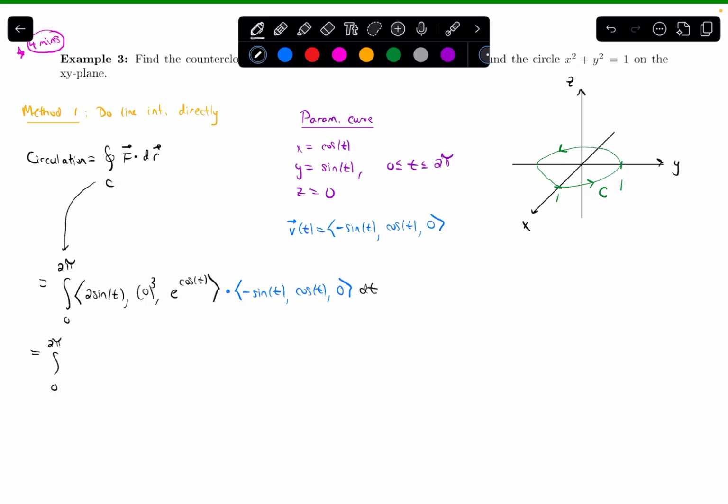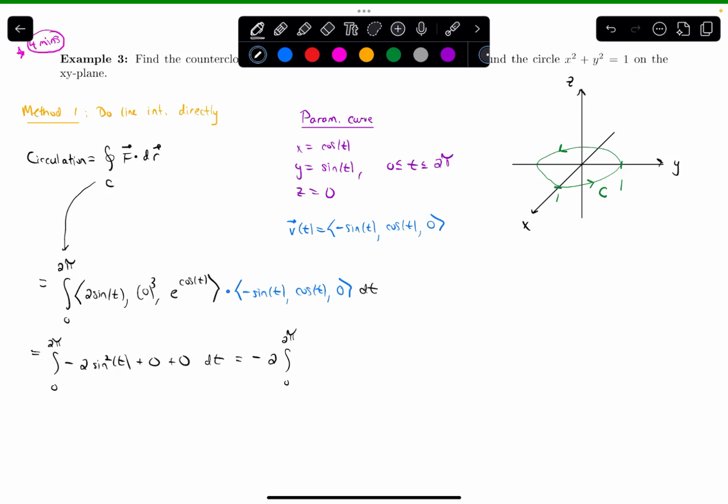And all that's going to be left is the -2 sine squared t, because after that I'll get plus 0 dt. So how do I do this integral? The -2 is a constant, so I can factor that out. So -2 times the integral from 0 to 2 pi.